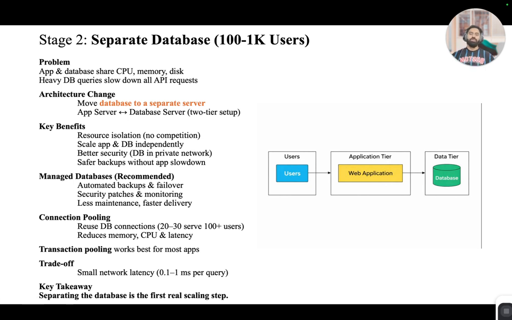So let's understand now why and how this helps. Separating the database gives you immediate benefits like resource isolation, independent scaling, better security, better tuning, and safe backup. Why am I saying resource isolation? Because the app and the database no longer fight for CPU and memory. In stage 1, they were fighting for CPU and memory usage, but here they will not, because every server has its own separate CPU and memory, right?